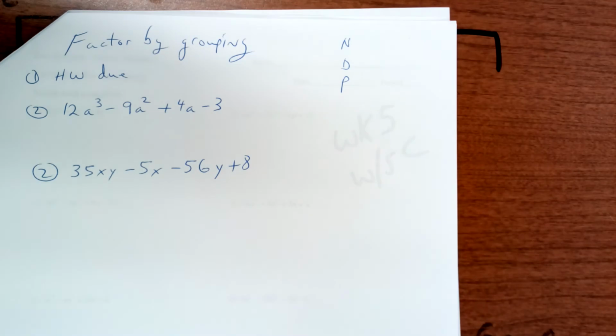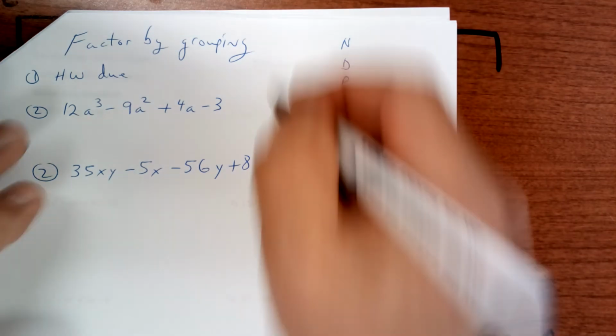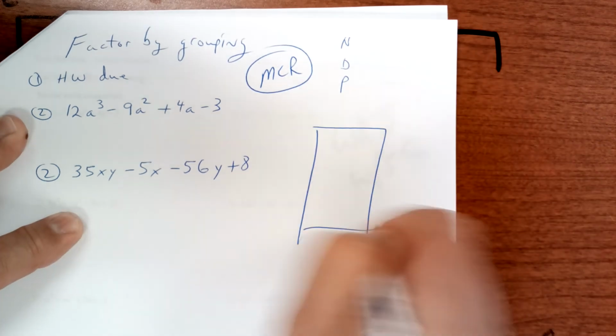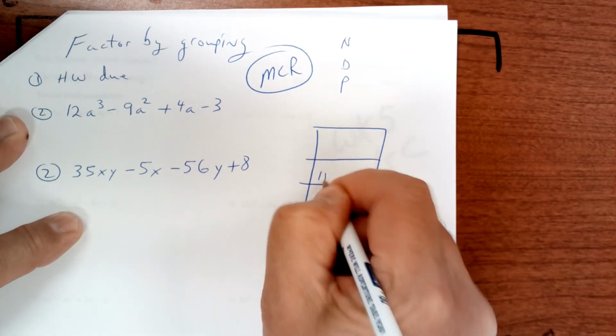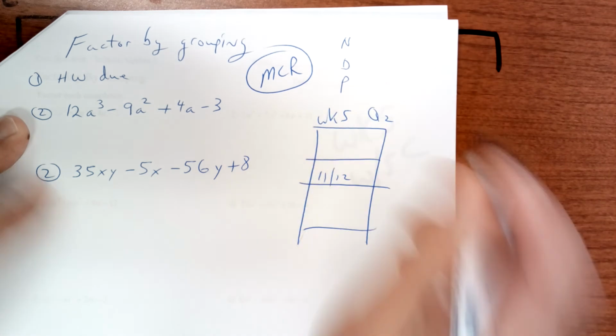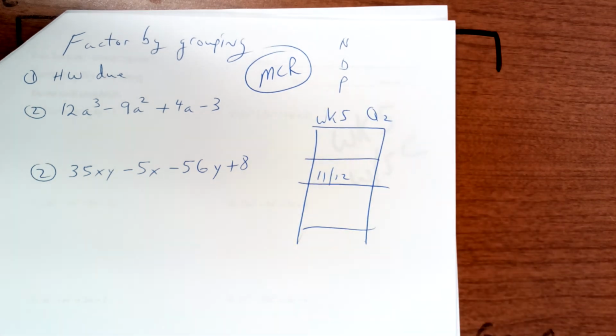All right, let's turn our attention now to MCR. Remember, homework is due. This is week 5, so put 11-12 right here. Week 5, quarter 2, and then work these out. Well, we're going to do group factoring today. You're going to have a little small worksheet.